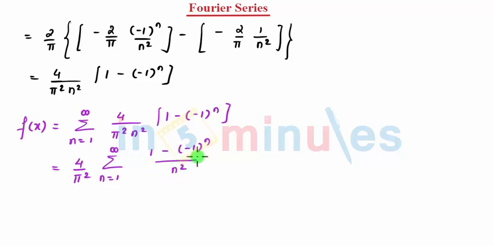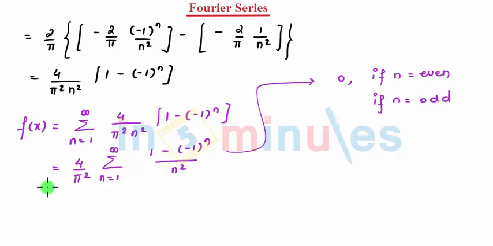So we know, as I just mentioned here, this term will be 0 if n is even, and for odd n this whole term will be 8 divided by n squared pi squared, because here it will be coming as 2, so 4 times 2 is 8. So I say my f(x) is nothing but 1 minus 2x/pi.